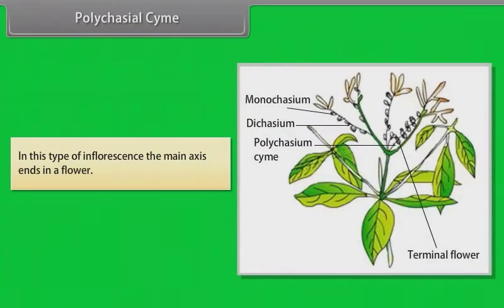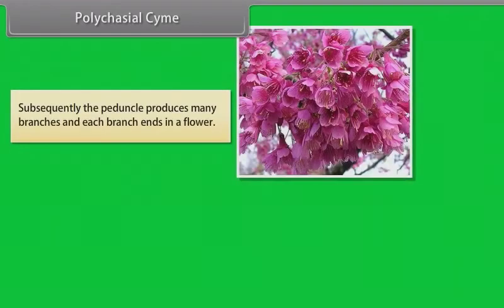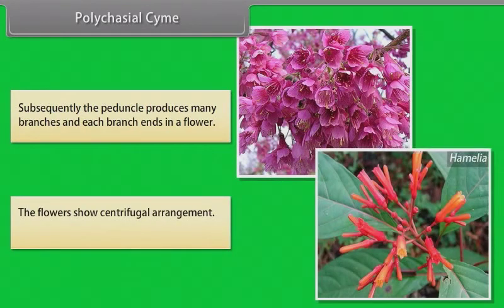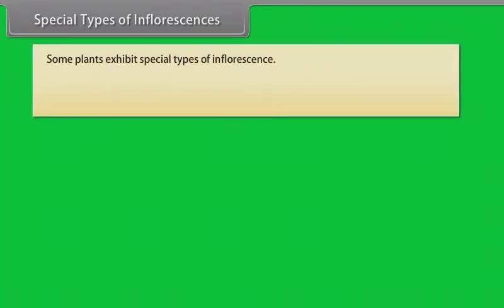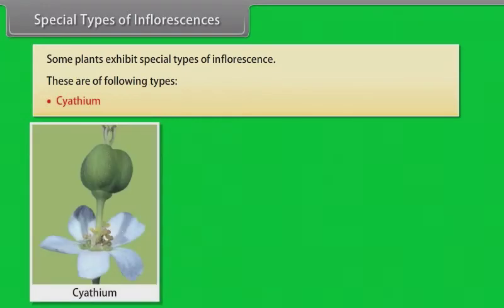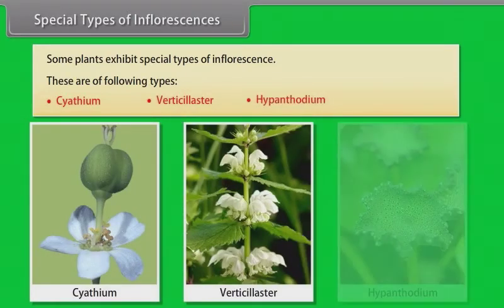Polychasial cyme. In this type of inflorescence, the main axis ends in a flower. Subsequently, the peduncle produces many branches and each branch ends in a flower. The flowers show centrifugal arrangement. Example, Hamelia. Special types of inflorescences. Some plants exhibit special types of inflorescence. These are the following types: cyathium, verticillaster, hypanthodium.